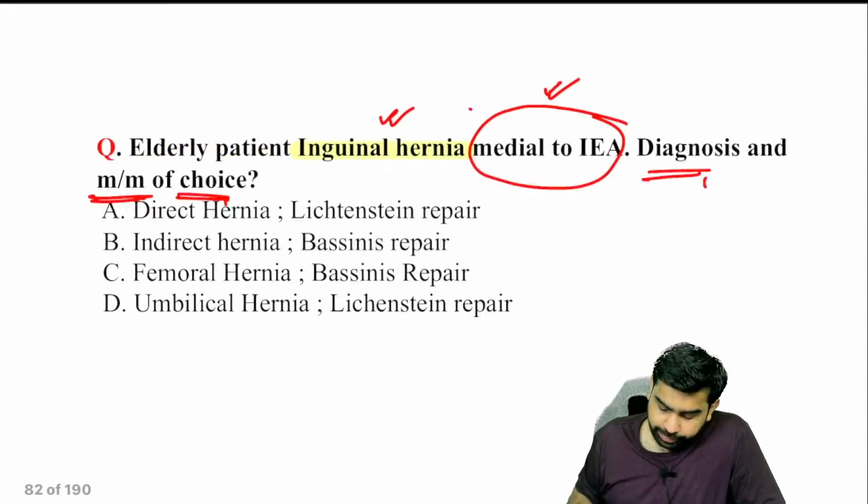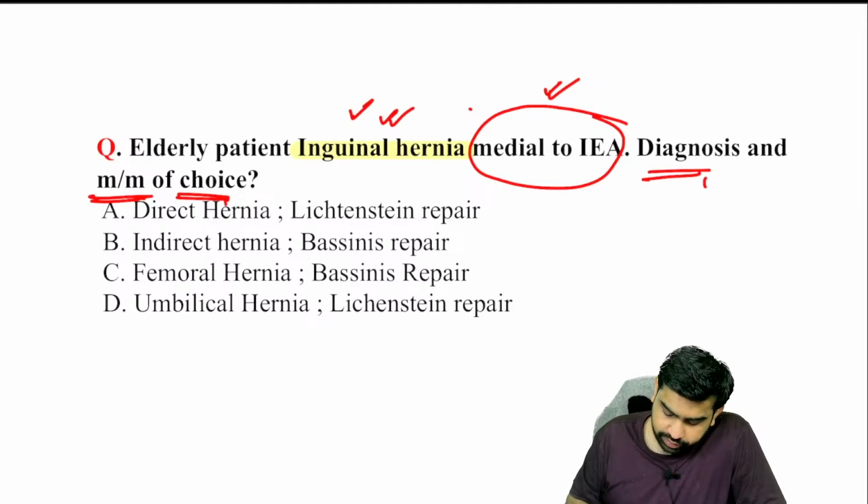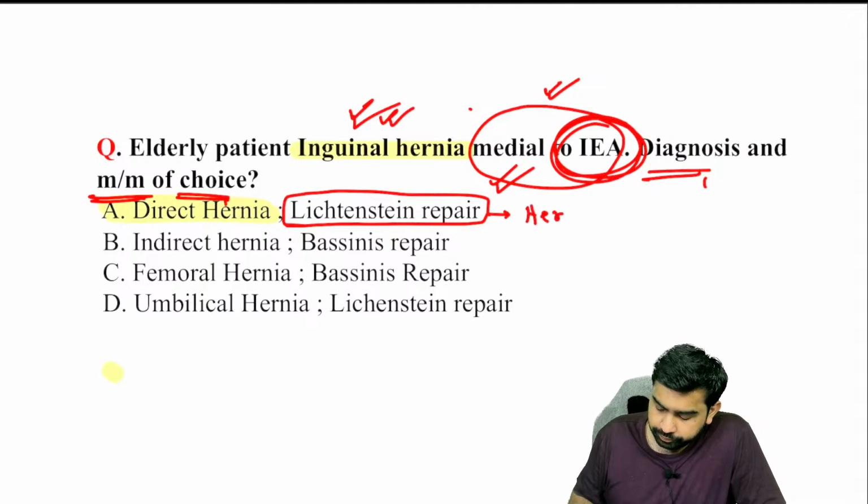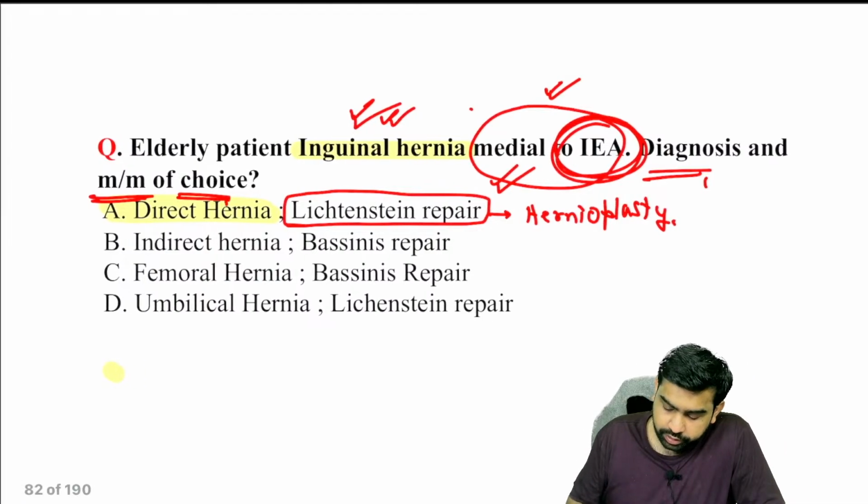Okay, so let's come back to the question. An elderly patient with an inguinal hernia which is medial to the inferior epigastric artery. What is the diagnosis? The diagnosis over here is a direct hernia. And how do you manage these patients? You manage it with the Lichtenstein repair. What is this Lichtenstein repair? This is what is called a hernioplasty. What do you understand by hernioplasty?